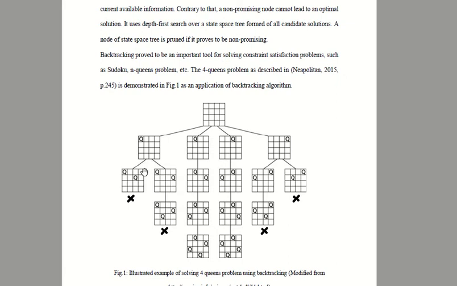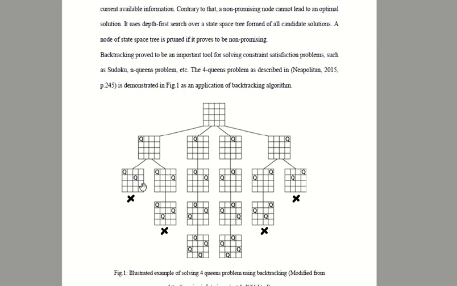Here you can see that I have first placed the first queen in the first row, in the first column here, then second column, third column and fourth column. Now if I go with this branch, then I cannot place the queen on the first or second. I can place on the third or fourth. So I have placed on the third.